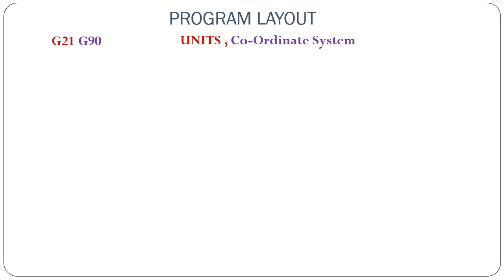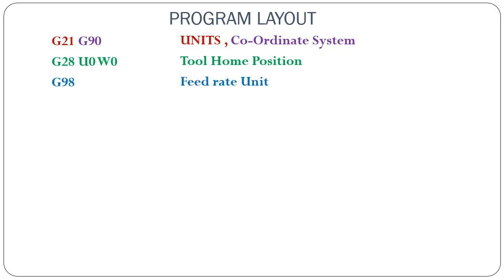The next line is the tool's home position. For this the code is G28 U0 W0. We use U and W, which refer to X and Z coordinates, respectively. If we have a Y coordinate, we have V0 also in the program. The next line is the feed rate unit. For this the code is G98. It refers to feed rate in millimeters per minute.